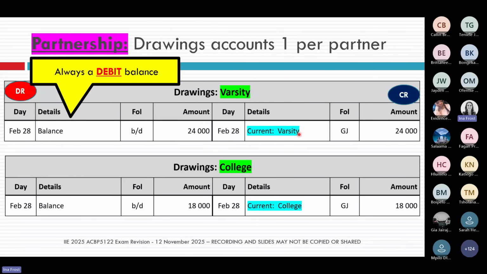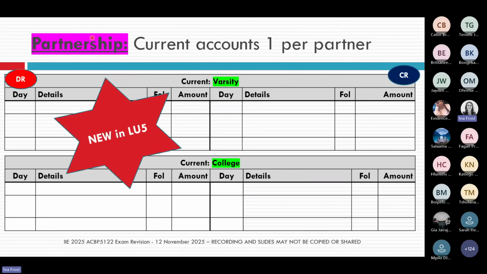Okay, so that is a major difference in where the drawings account is going to end up. And now, talking about these current accounts, they are brand new accounts to partnerships. So this is something that is unique to a partnership. And remember, when we test you on learning units 5 and 6, we are looking to test you on stuff that's different from the sole trader. So a current account is definitely something new and different in the partnership.